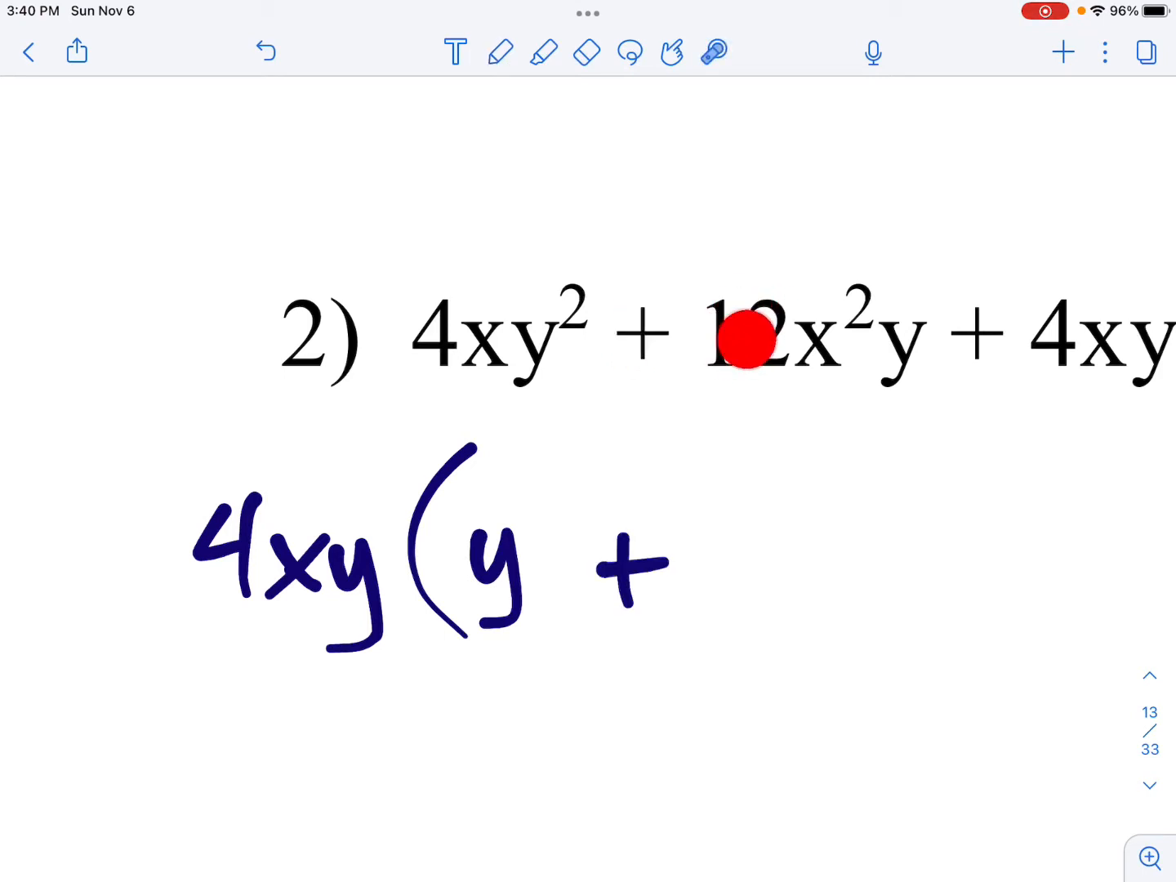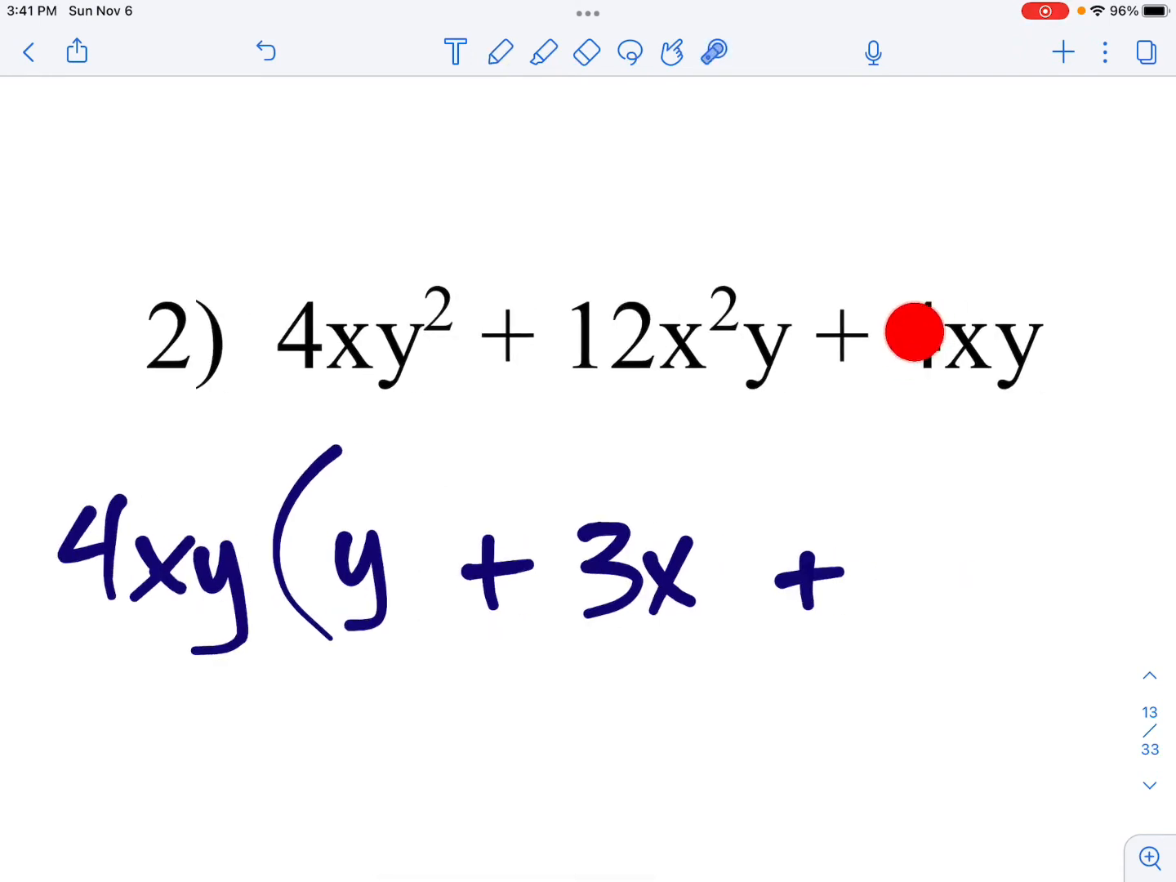Now it was 12. I divided by 4, which leaves 3. There were 2 x's here. I took out one of them, which leaves 1x left. There was a y. I took it out, so there's no y's left. So I'm going to keep this plus sign here.